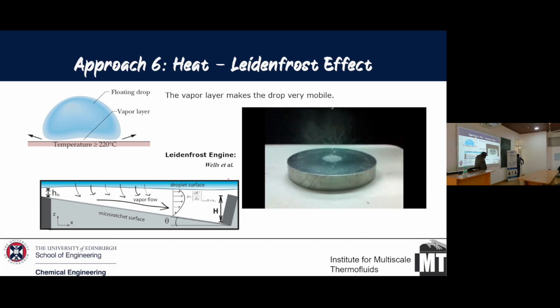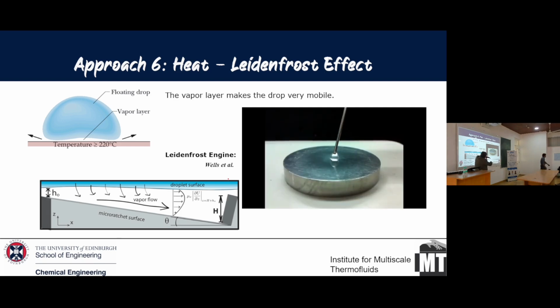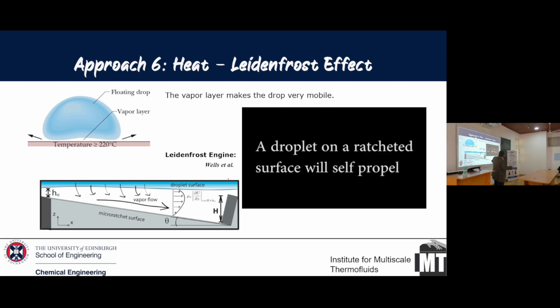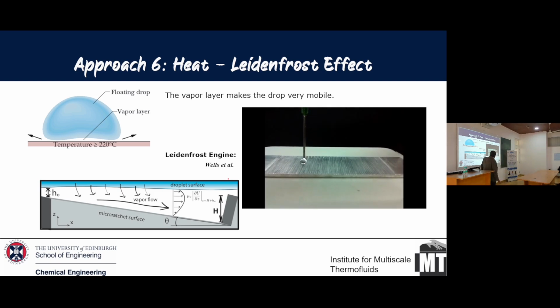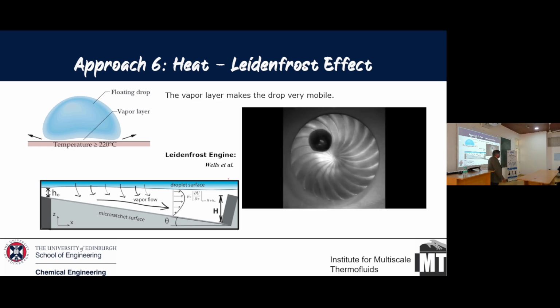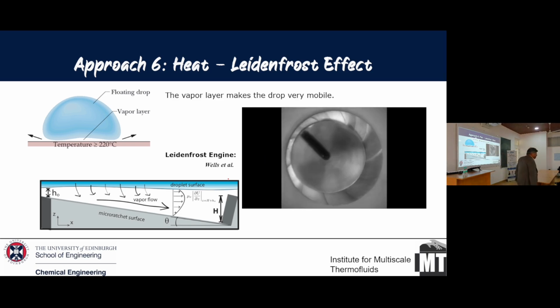So in this case, this is from my colleague Gary Wells. If you have a very high temperature surface and he deposits a water droplet, it evaporates and gets suspended, it just starts moving. But then if you change the structure of the substrate, it's going to do interesting things. So if you have a ratcheted substrate, it allows it to move. And if you put the ratchet into a circle, it actually becomes a kind of an engine. And people have put it on a metal plate and generated a small amount of electricity out of it. But again, this is just a test.